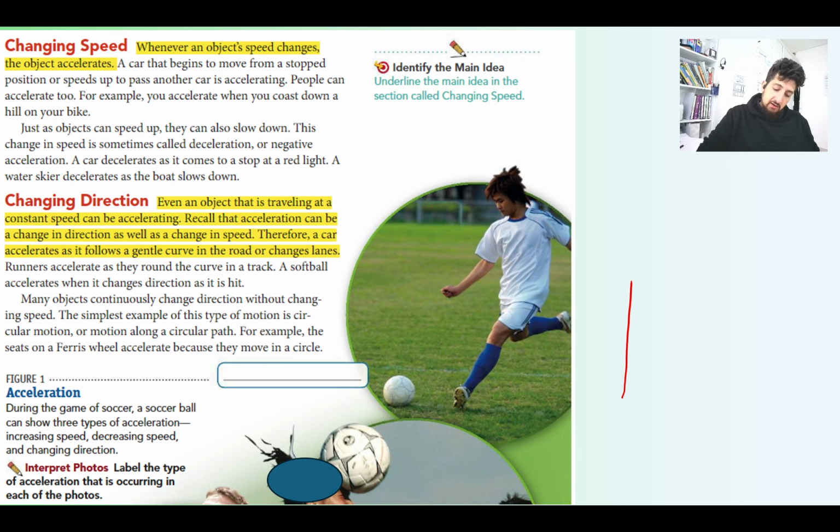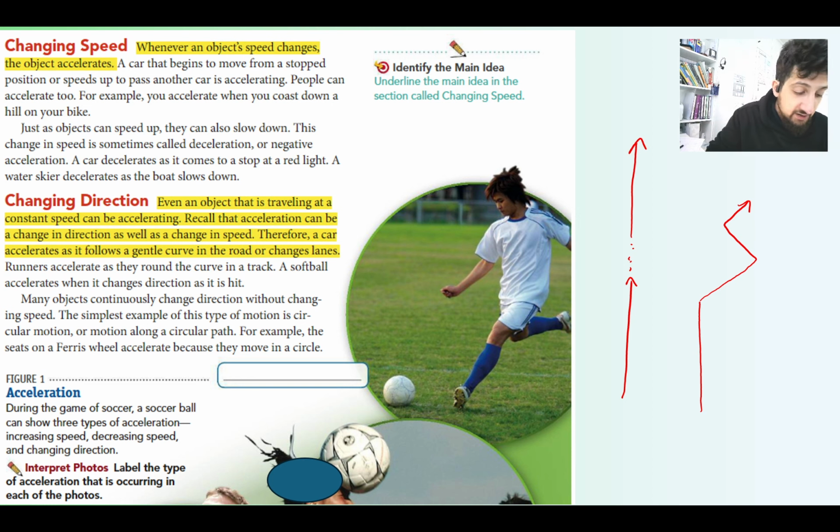Suddenly, it slows down, but then it speeds up again. That's acceleration because it has speed, it slowed down, and then it sped up. But what if the object continues moving at a constant speed? Then it's not changing its speed. Is it accelerating? No. But hang on a minute. It decides to change its direction. Then suddenly it's accelerating. So acceleration is either change in speed, whether it's speeding up or slowing down, or change in direction. Okay? Both of those are examples of acceleration.